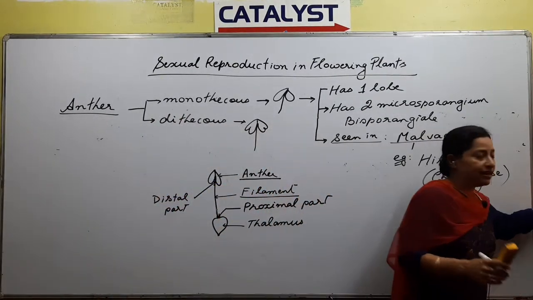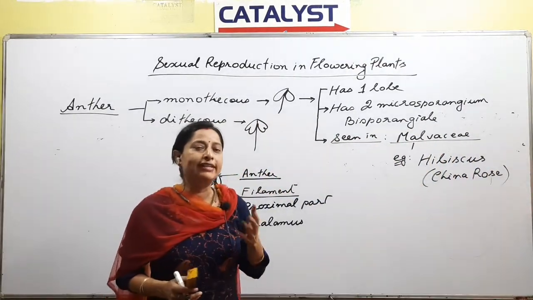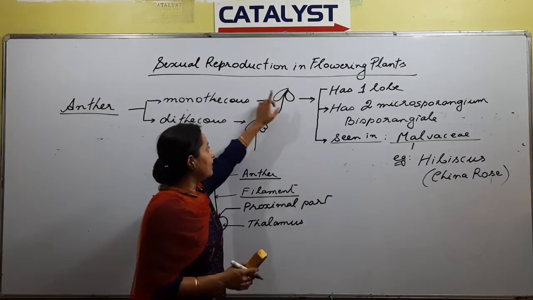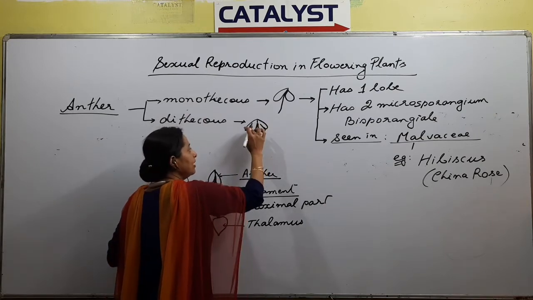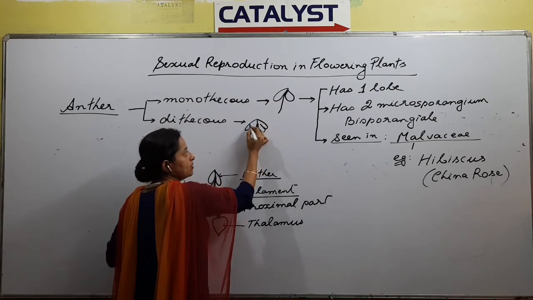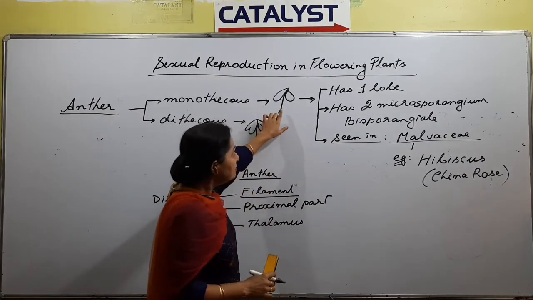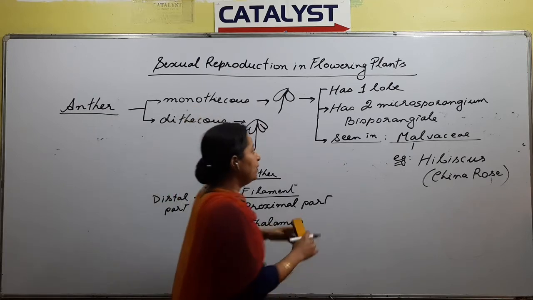When we talk about anther, one other information that we know is it can be either with one lobe or with two lobes. If the anther is with one lobe, then it is called as what? It is called as monothecous. Or if the anther has two lobes, this one and this one, then it is called as a bilobed anther.